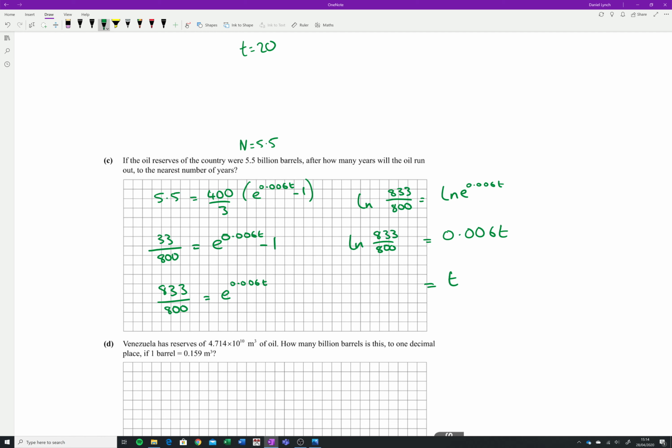So let's do that. So I needed to add 1 to that, and we go ln of our answer and divided by 0.006, and we end up that it is equal to 6 point something. To the nearest number of years, how many years will it run out? So that would be 6.6, 7 is what it's saying here, so that's 7 years. That seems a little bit suspect.